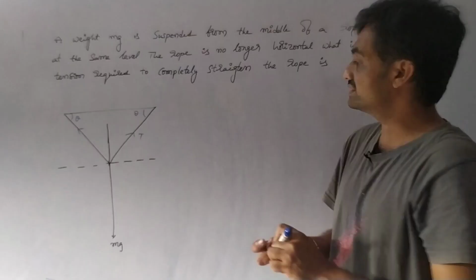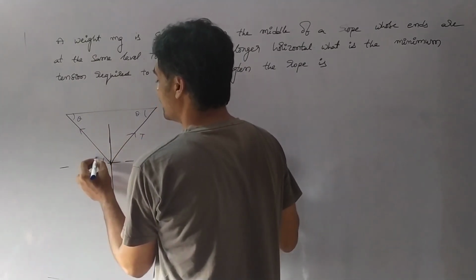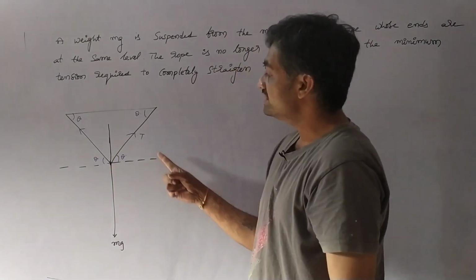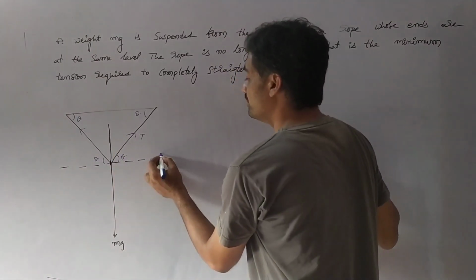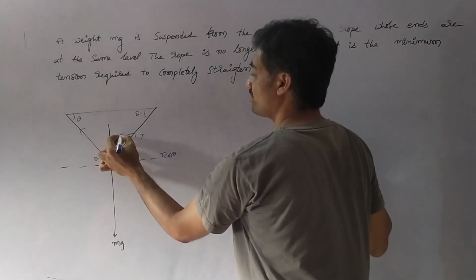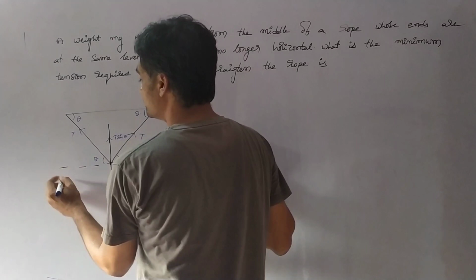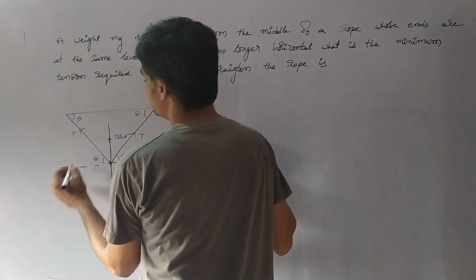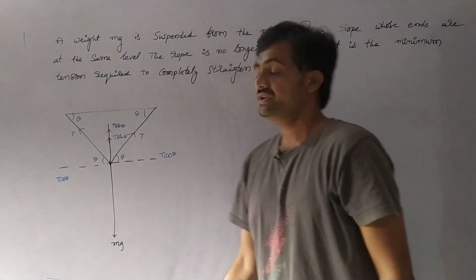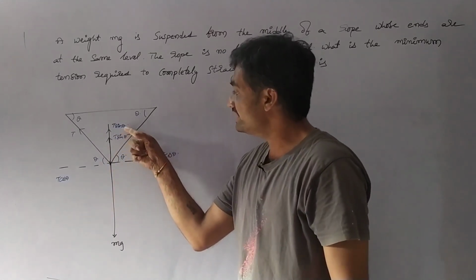Based on the components of vectors, since the angle theta is present at this end, here we are also having angle theta at this point as well as at this point. So here observe that this tension T will resolve into components as T cos theta and T sin theta. In the same way, this tension T also resolves into components as T cos theta and T sin theta.